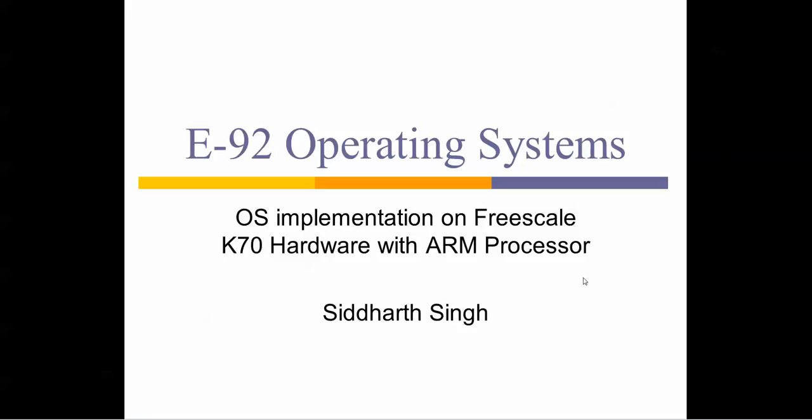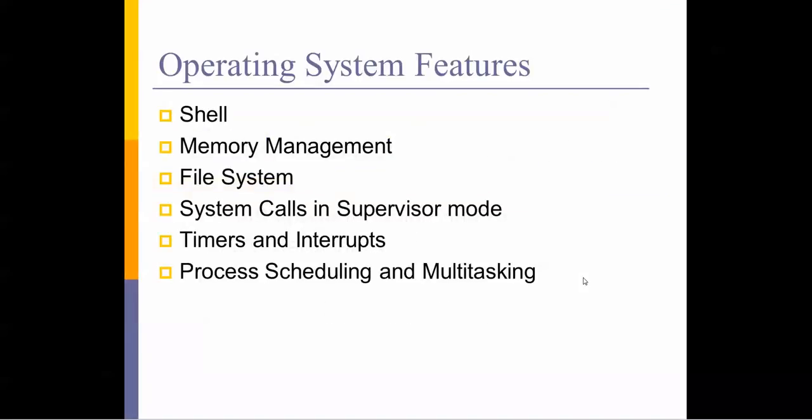As part of assignments and projects in E92 Principles of Operating Systems, we have implemented an operating system on a Freescale K70 hardware with an ARM processor. The operating system has the following features: shell, memory management, file system and device-independent I/O, system calls in supervisor mode, timers and interrupts, process scheduling, and multitasking. I'll go over each feature in subsequent slides.